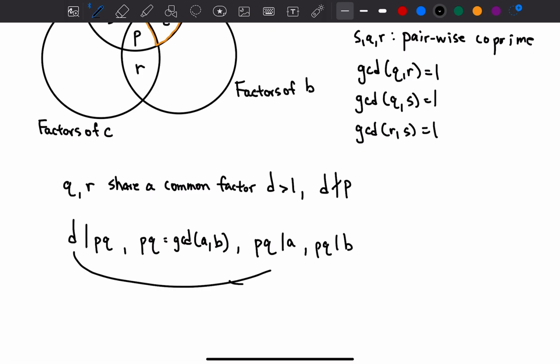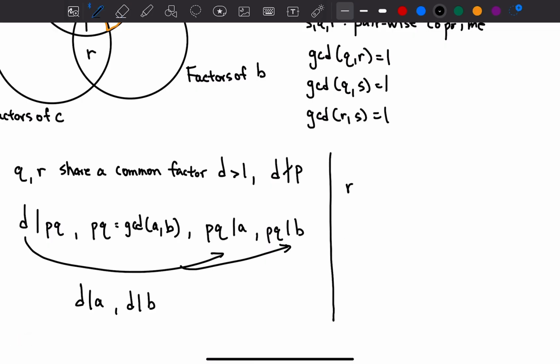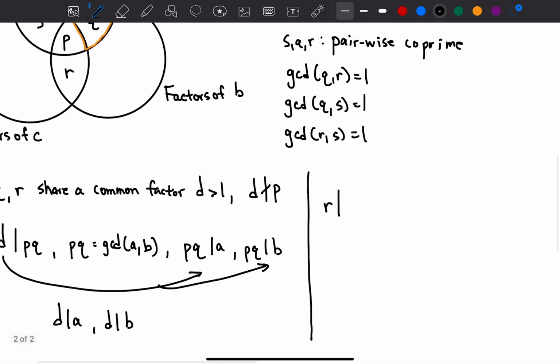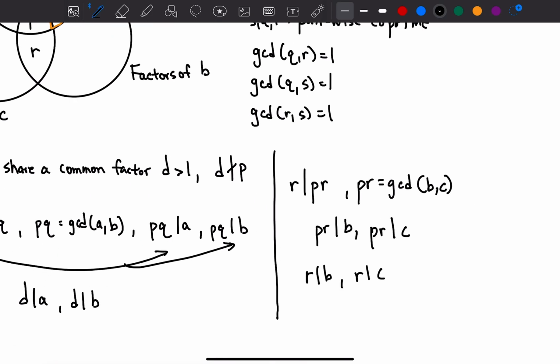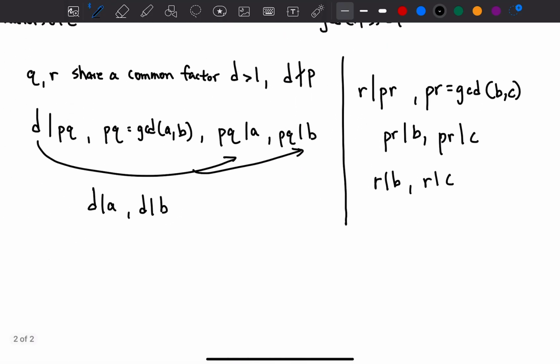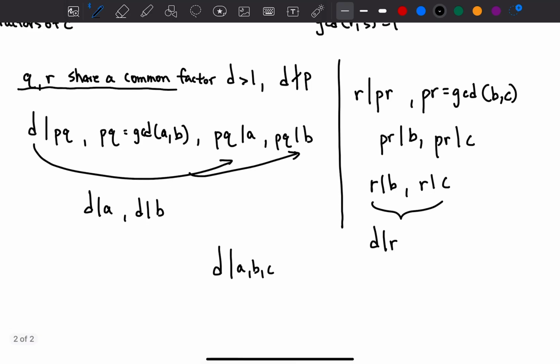So then D must divide A and D must divide B. Doing the same thing for R, we separate this area and say this is R. R divides PR, and since PR is the GCD of B and C, PR must divide B and PR must divide C. That means R must divide B, and R must divide C. One step I forgot here was that D also divides R, which was implied over here, since they share a common factor D. So D must divide B and D must divide C.